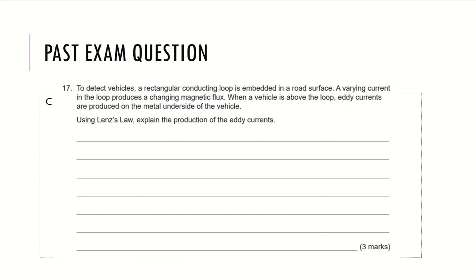So this is an example of a past exam question. To detect vehicles, a rectangular conducting loop is embedded in a road surface. So on the road, there's a rectangular conducting loop. Varying the current in the loop produces a changing flux, because we know if we have current, we also have a magnetic field, and if we vary the current, then we have a changing magnetic flux. And when a vehicle is above the loop, eddy currents are produced on the metal underside of the vehicle. Using Lenz's law, explain the production of the eddy currents.